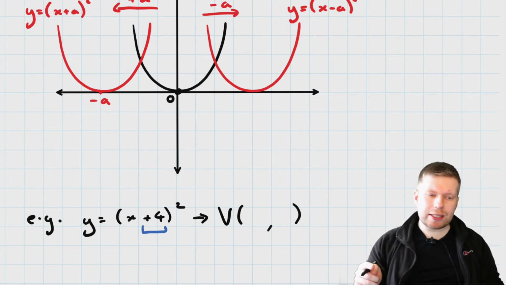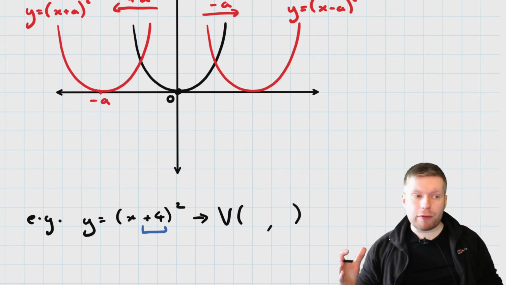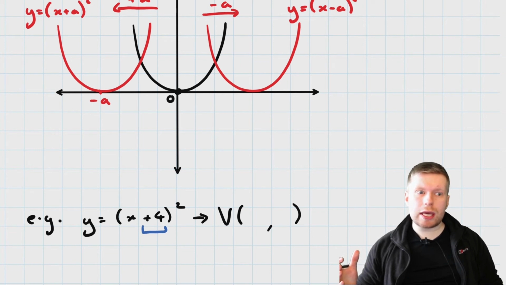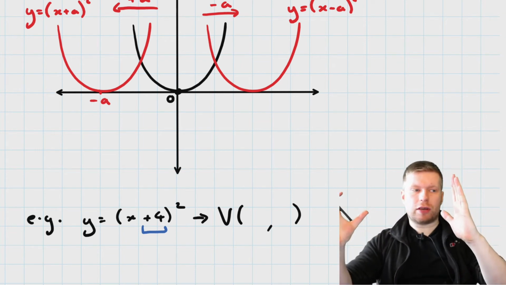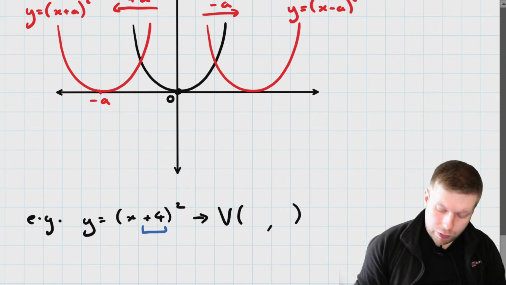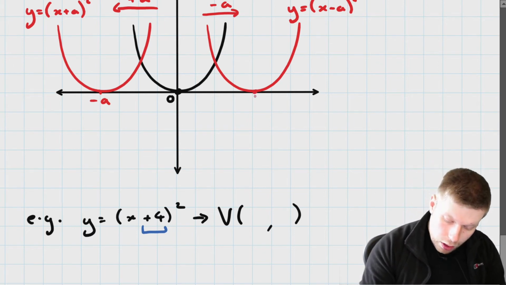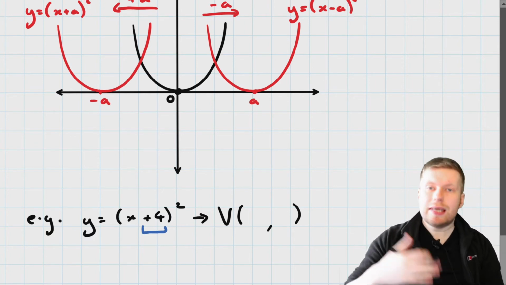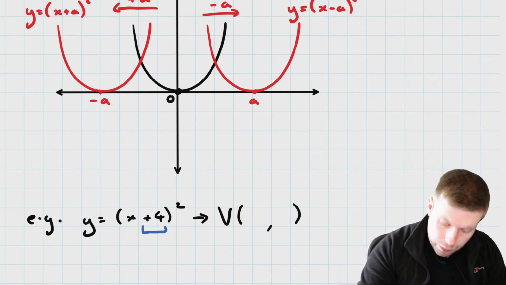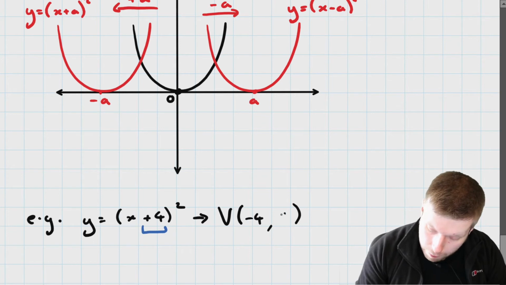So therefore, instead of moving it to the right by 4, we're going to be moving it to the left by 4. In other words, the vertex will also be shifted to the left, so it will move from 0, 0 to the left, ending up at negative 4, 0. Okay, so we'll end up at negative 4, 0.